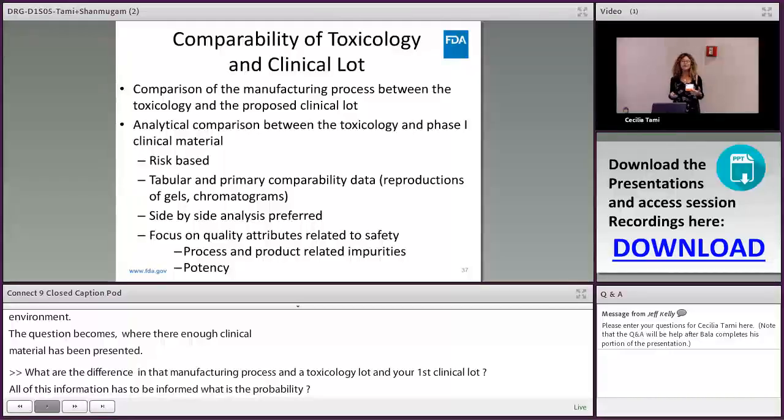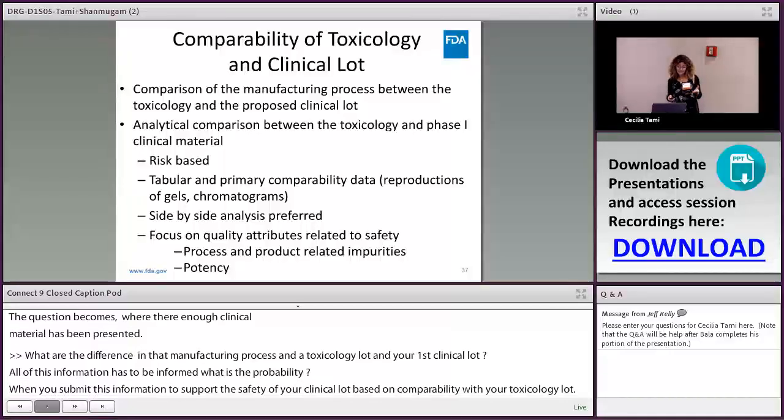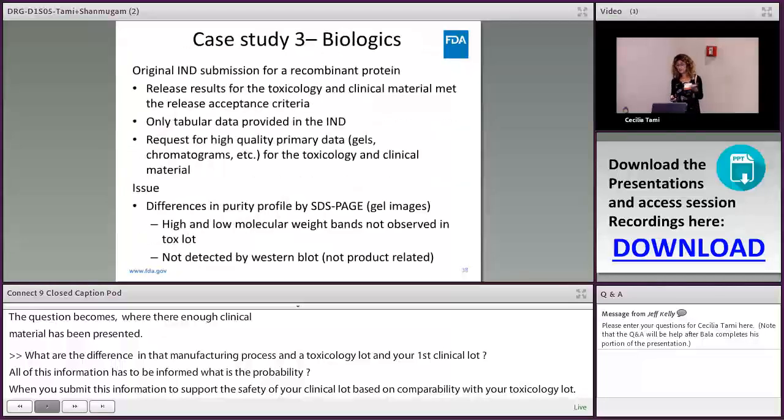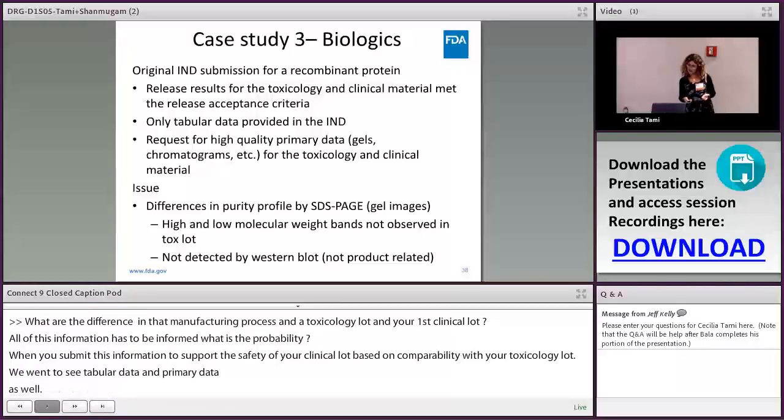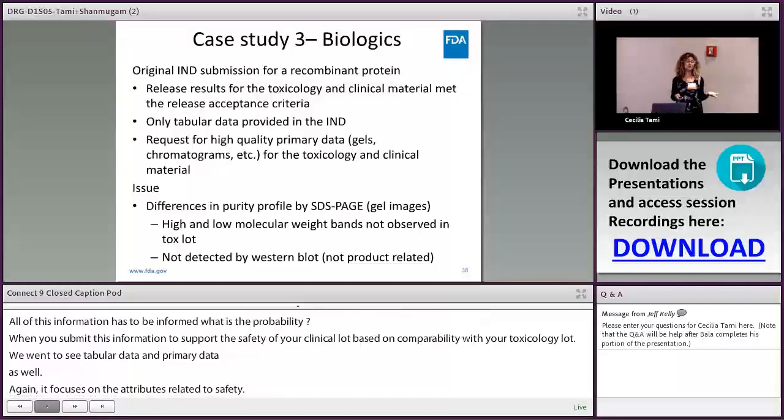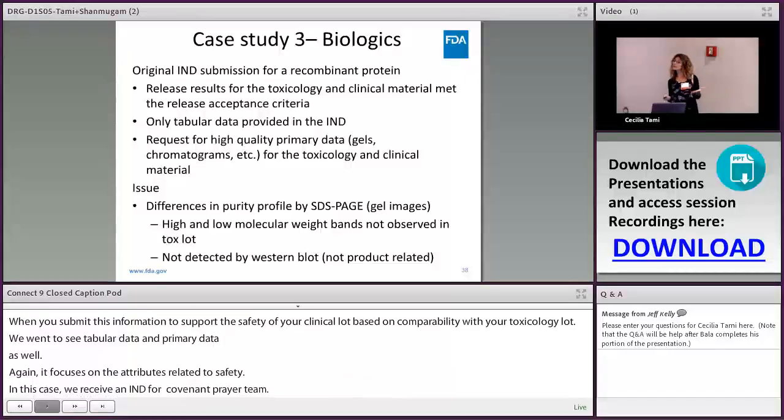If not, it's acceptable. And again, this comparability should focus on those attributes that are related to safety: process, impurities, potency. So in this case, we received an IND for a recombinant protein, and the release results for the tox lot and for the clinical lot met all the release acceptance criteria. But the IND didn't have the primary data, so we requested that data.